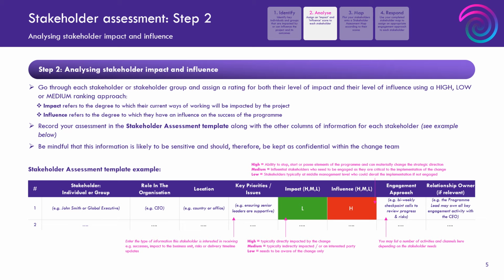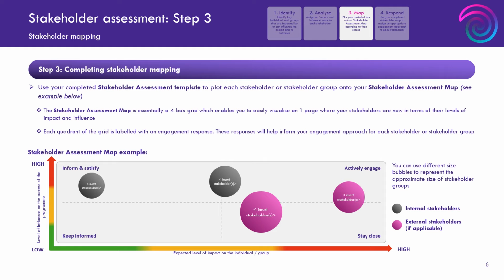Whereas if you look at the very top right quadrant where we've got actively engage, that's people who have really high influence and high impact. So they're really important and critical to the program, and we really want to be actively engaging them a lot. So the 4 quadrants are really just a way of saying, depending on where someone is in terms of their level of impact and influence, what's the engagement approach we need to take to manage that stakeholder.